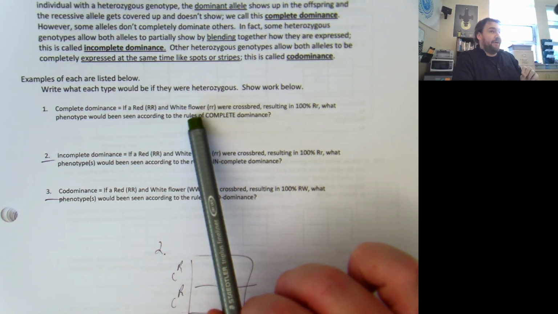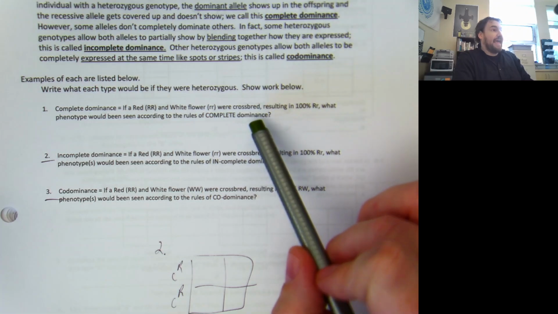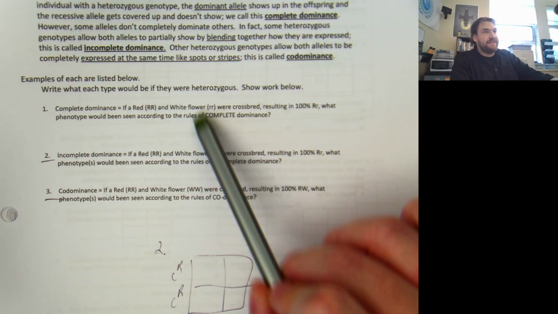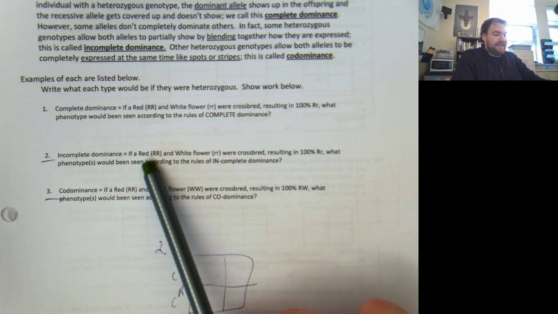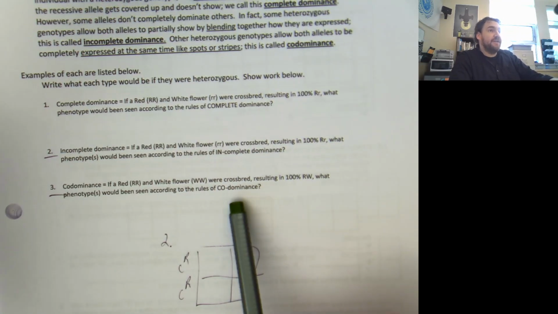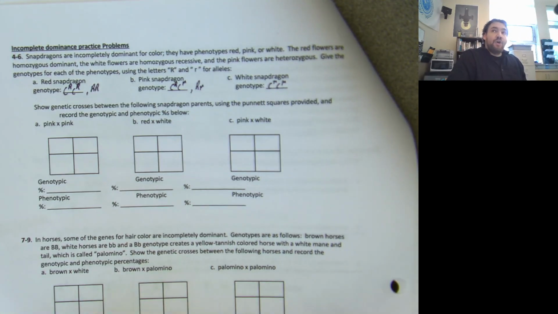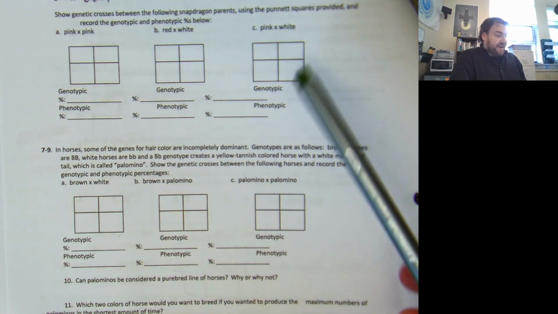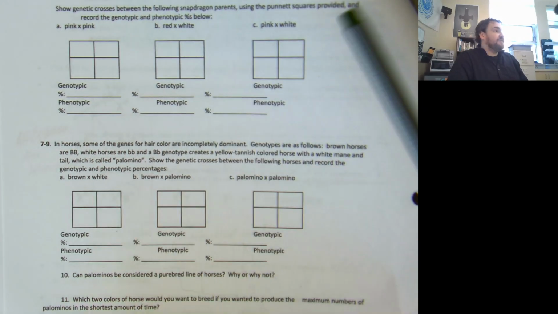All 3 are the same. You've got a red flower and a white flower. What you're going to do is look for the phenotypes of what happens when a red gets with a white and it's completely dominant, like proper dominance like we've looked at. What happens if a red gets with a white and it's incompletely dominant? What happens if a red gets with a white and they're co-dominant? You're going to see something interesting about the genotypes, and about the phenotypes. Then flip the page. You're going to do the same thing there with these questions. There's 3 questions there. Snapdragons, horses, and Palomino horses.